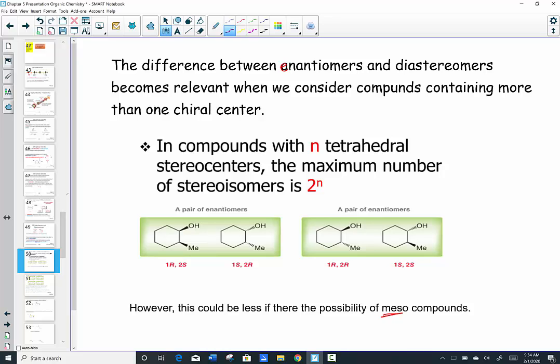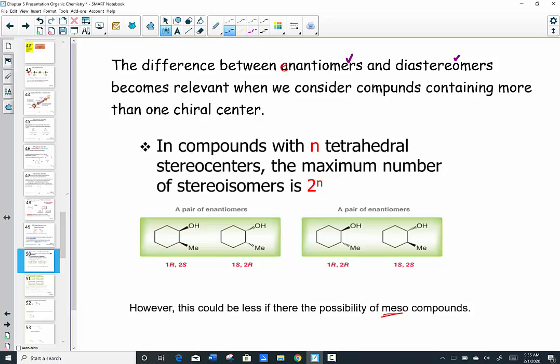We see that this difference between enantiomers, which are non-superimposable mirror images of chiral compounds, and diastereomers becomes very relevant when we consider compounds containing more than one chiral center. In a compound with n tetrahedral stereocenters, the maximum number of stereoisomers is 2 raised to the nth power. So let's take a consideration of that.